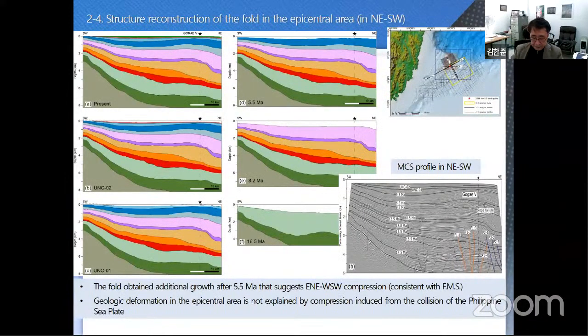This figure shows how the sedimentary sequences on seismic profiles have built up at the margin. We can recognize additional growth of the fault or anticline since the Pliocene due to the current compressional stress. This means that the present compression is not from the collision of the Philippine Sea plate.